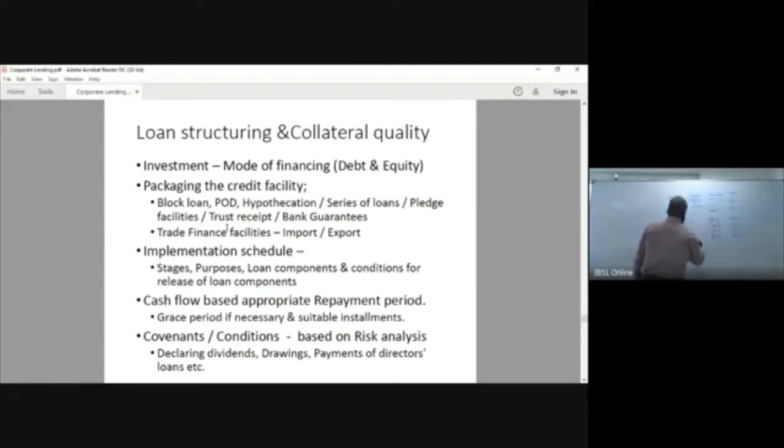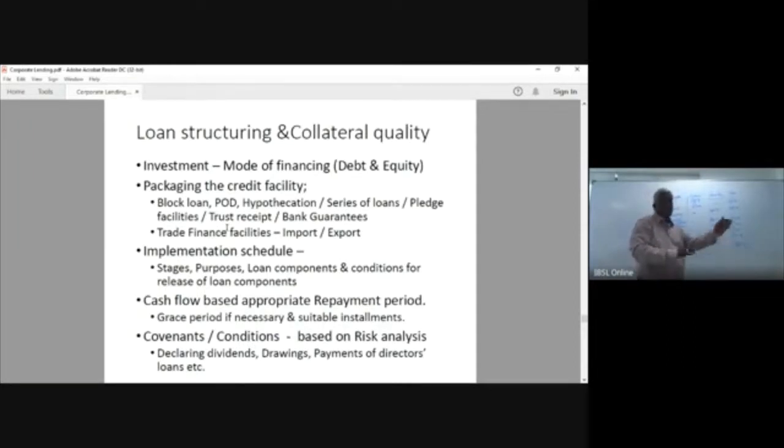So equity 25 million. Here 105 million. Here 130 million. So this is the total project cost.